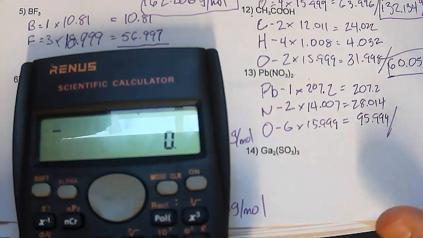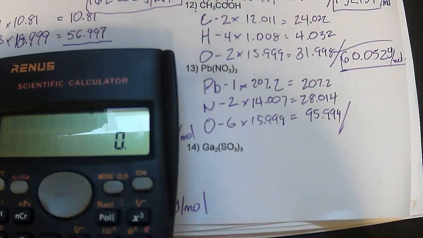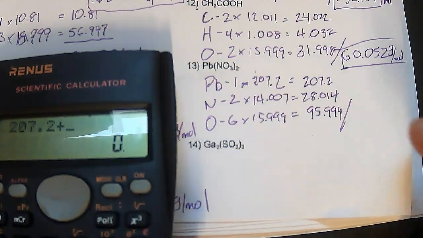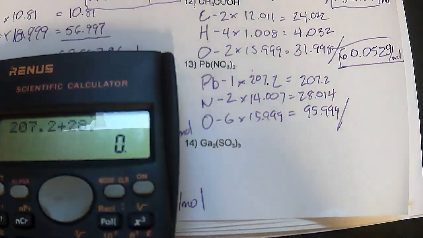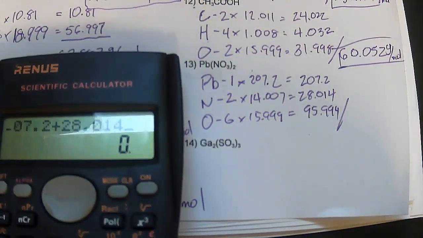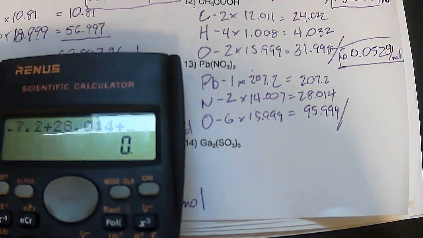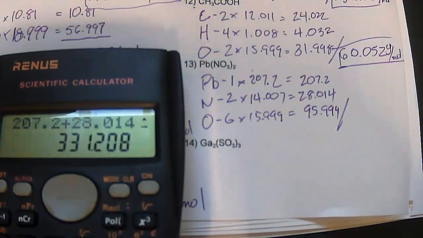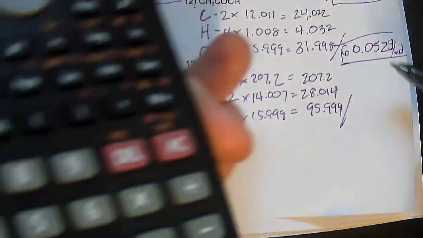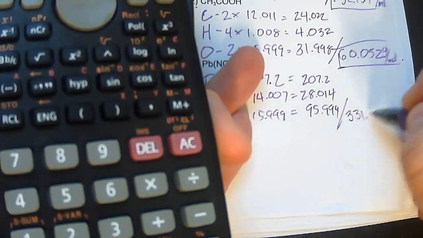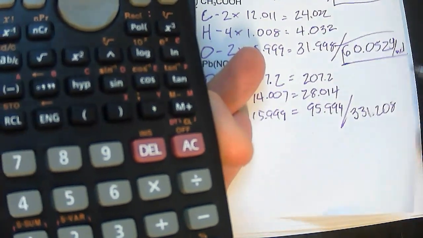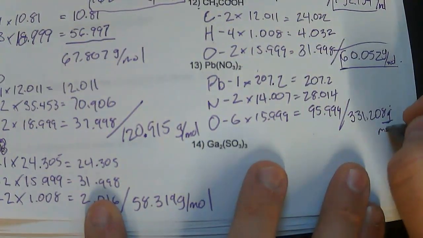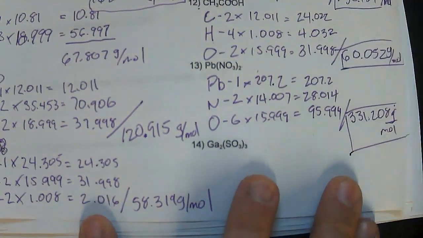So I get 207.2 plus 28.014 plus 95.994. 331.208. Again, units, grams per mole. That's our answer. Okay.